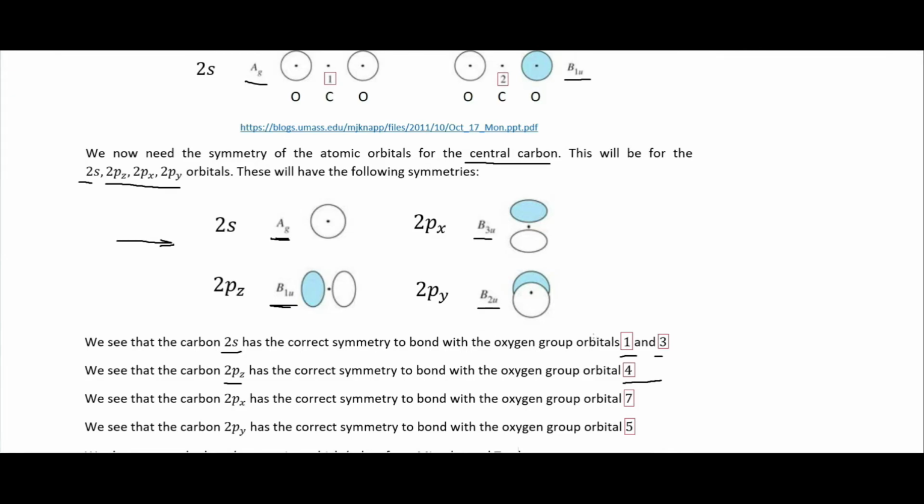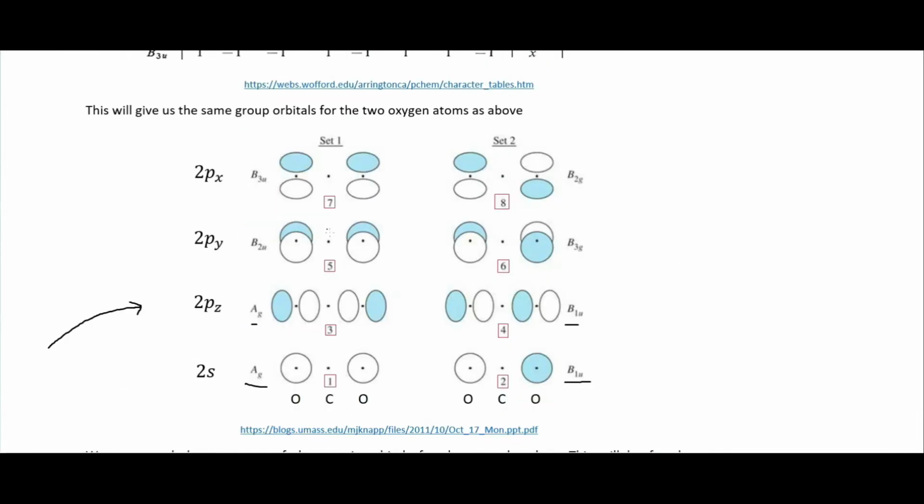So I'll change that in the lecture notes, which as usual will be linked to in the description down below, but it has the correct symmetry to bond with the oxygen group orbitals 2 and 4. So I'll even put a 2 right here. All right, and so we see that the carbon 2px is the correct symmetry to bond with oxygen group orbital 7, the 2py with group orbital 5, so 5 and 7. So we have the 5 and the 7 here.